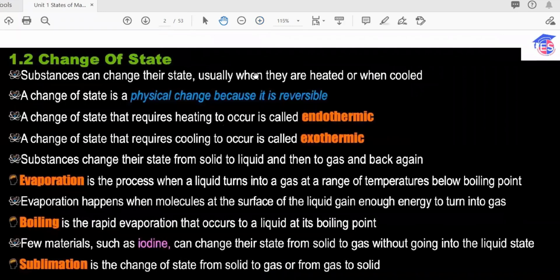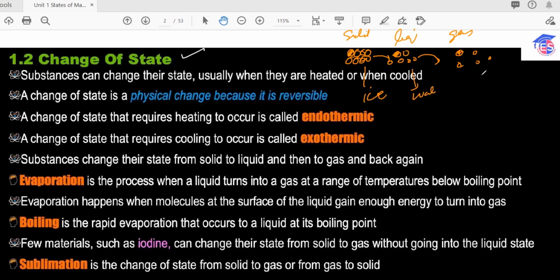Okay. Now we'll move to the next topic, which is change of state. We studied that if the particles are closely packed to each other, they are known as solids. If they have small gaps, they are known as liquids, and if they are far away from each other, they are known as gas. It means that only the space between them gives the new state, but the atoms are the same. For example, ice, water, and steam.